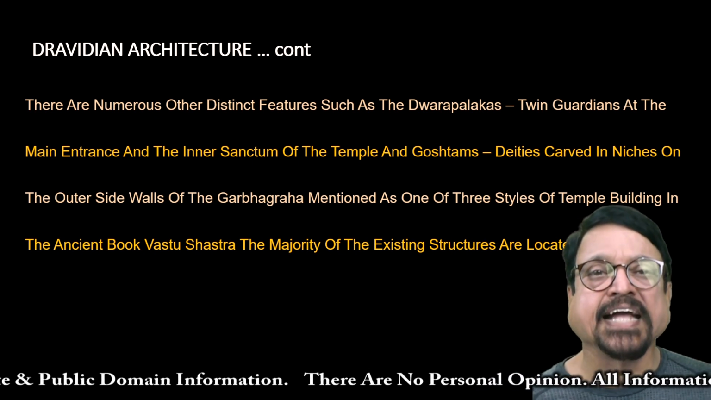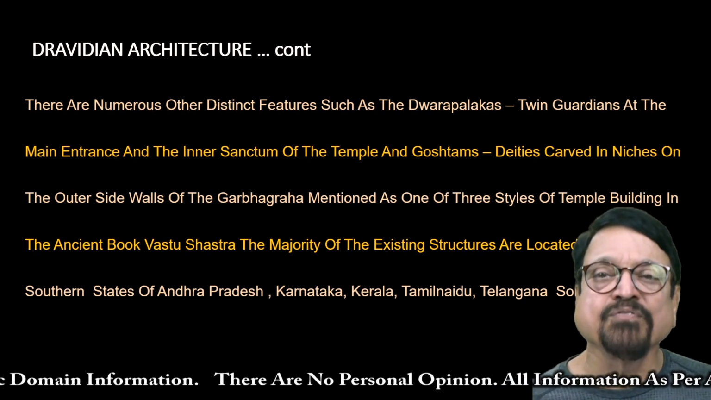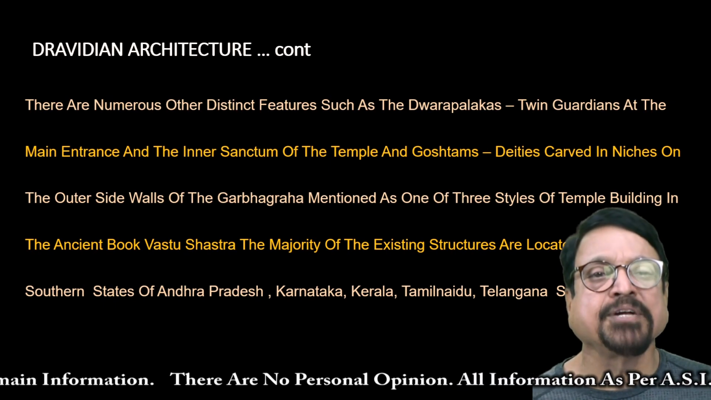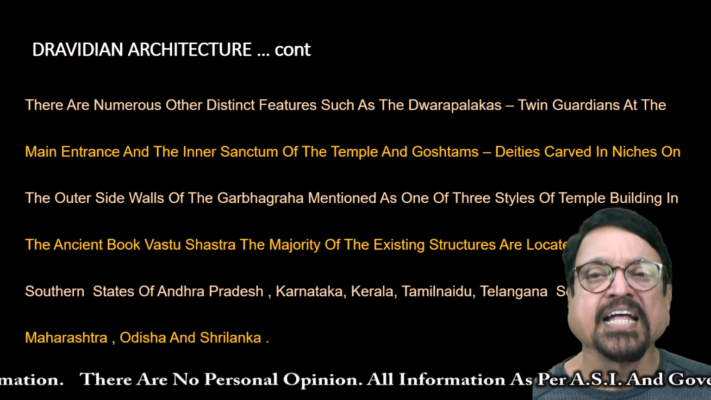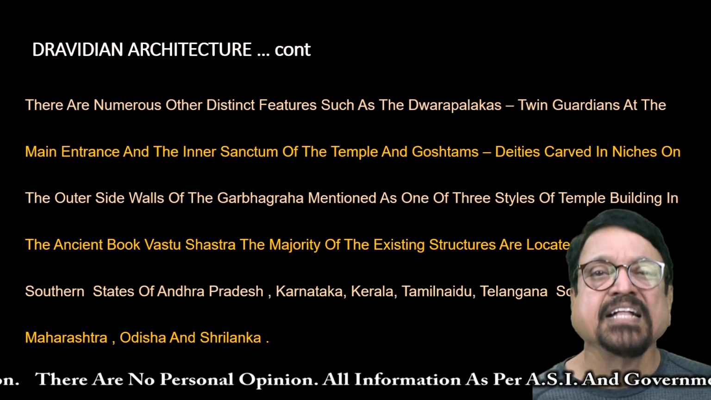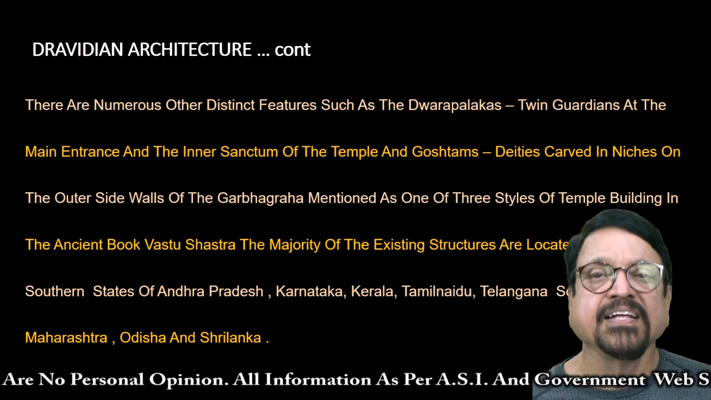The majority of the existing structures are located in the southern states of Andhra Pradesh, Karnataka, Kerala, Tamil Nadu, Telangana, some parts of Maharashtra and Odisha, and Sri Lanka. They have some deities at the Garbhagriha.